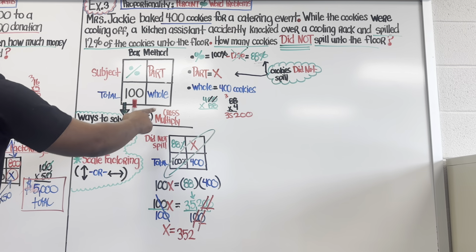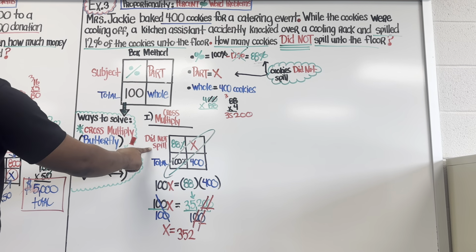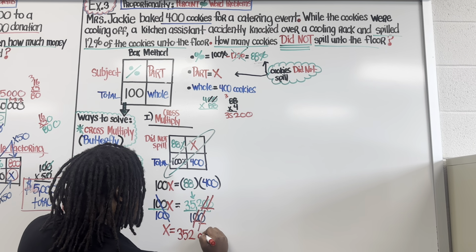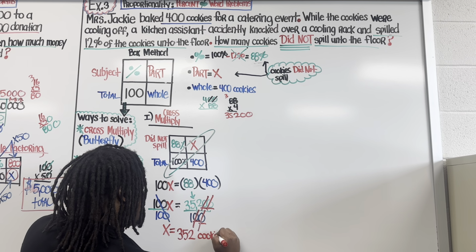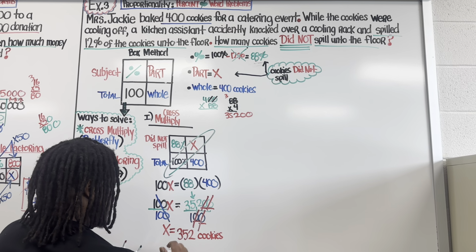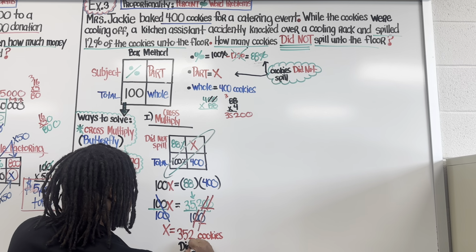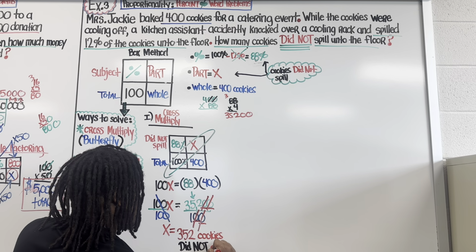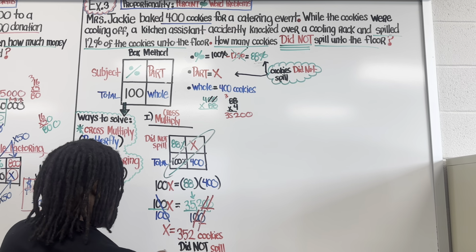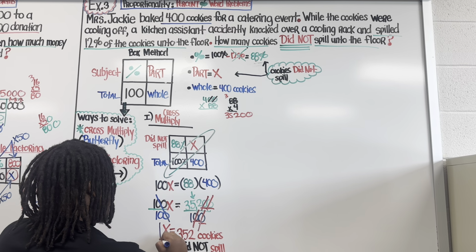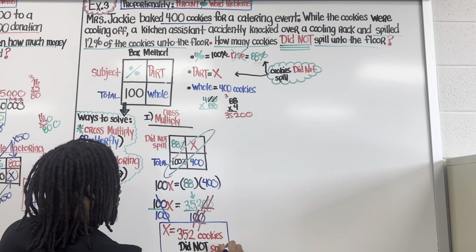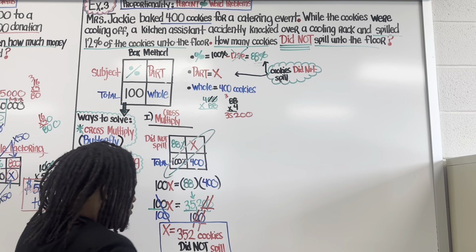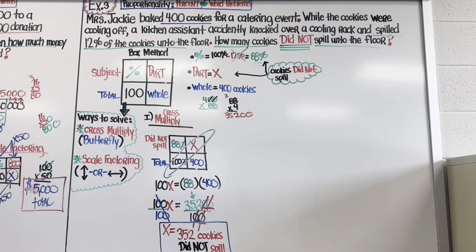So the part represents how many cookies did not spill. So it's safe to say that 352 cookies did not spill. Okay, 352 cookies, which is 88% of 400, did not spill. So it's safe for us to say that.